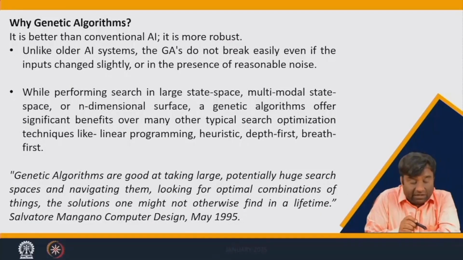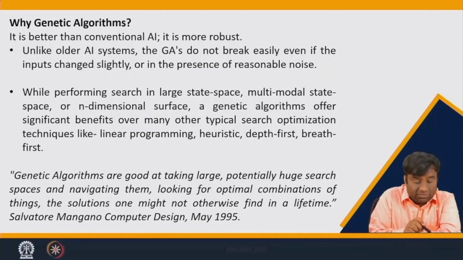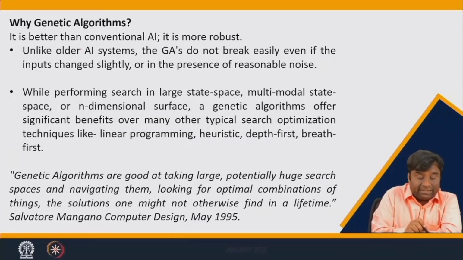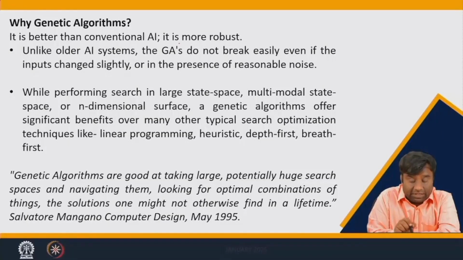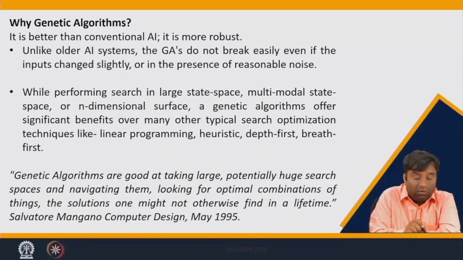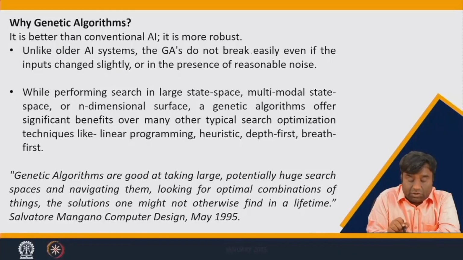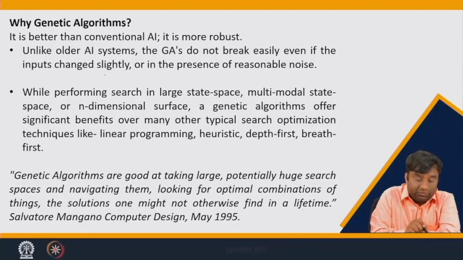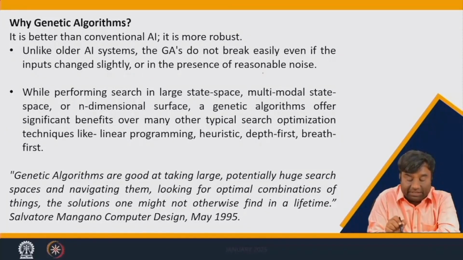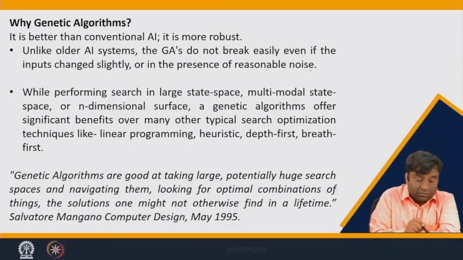Now, why genetic algorithm? Genetic algorithm is better than conventional AI. It is more robust. Unlike older AI systems, genetic algorithms do not break easily even if the input changes slightly or in the presence of reasonable noise.